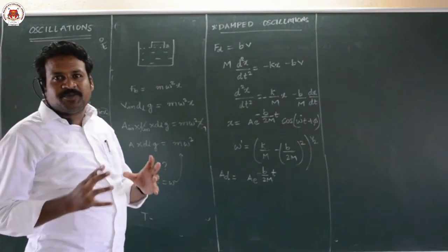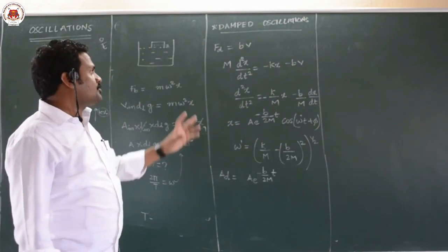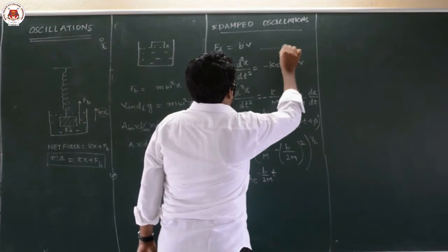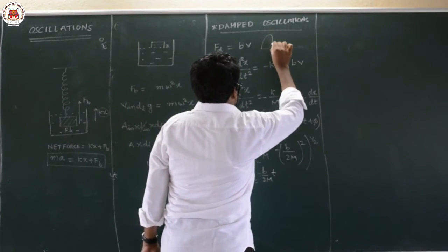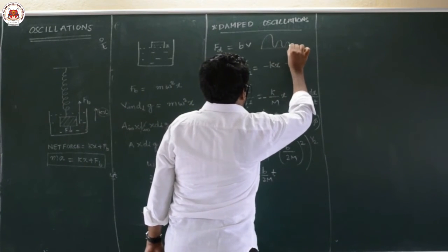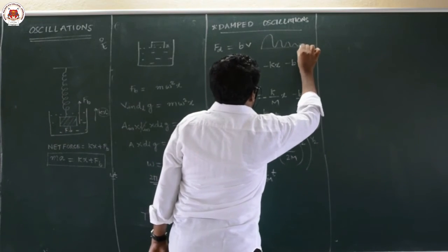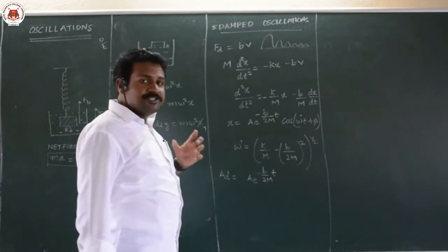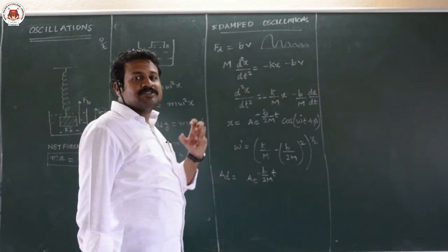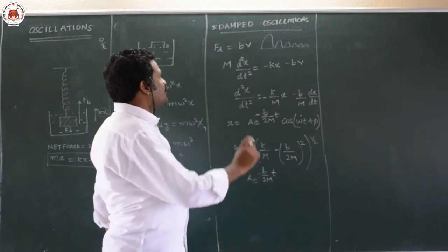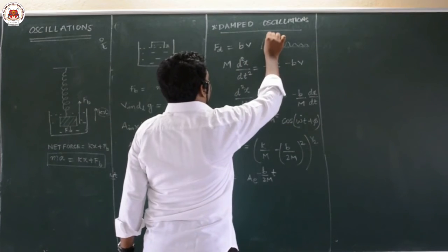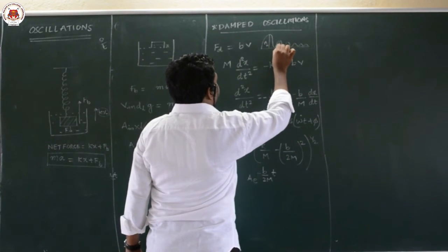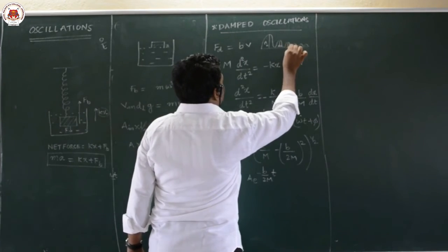So, what is meant by damping? What is meant by damped oscillation? It means an oscillation which is under the influence of an opposing force and whose amplitude decreases with time. The oscillation is under the influence of a resistive force, because of which its amplitude decreases continuously. This is A naught, this is A1, this is A2.